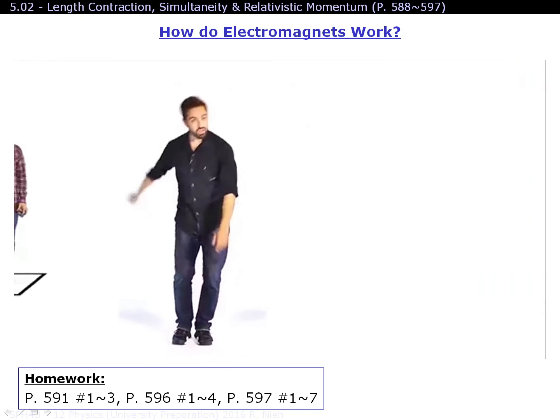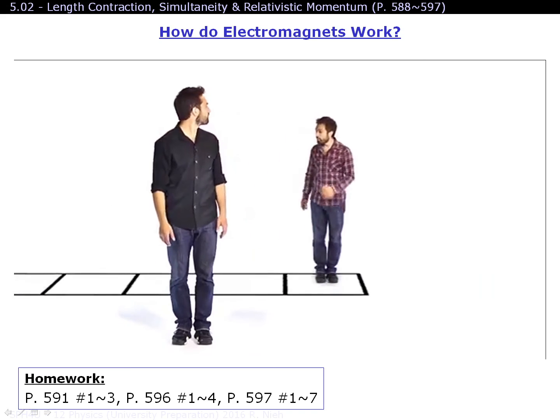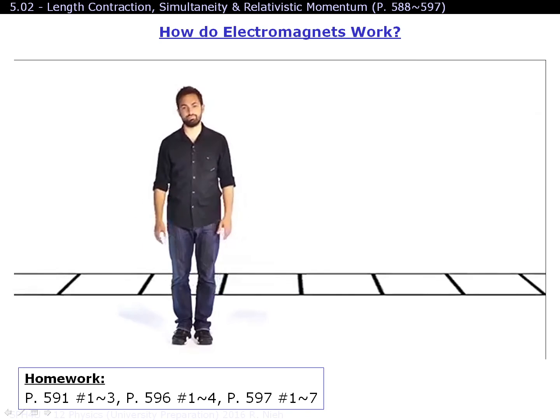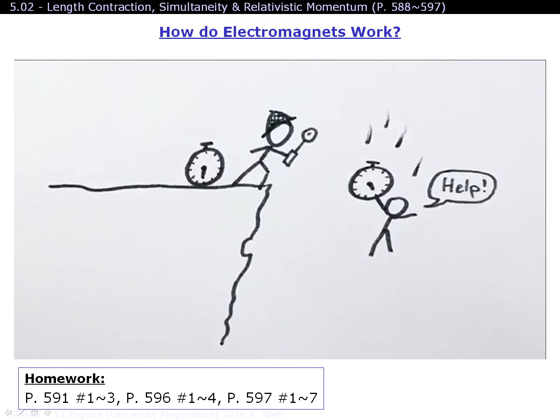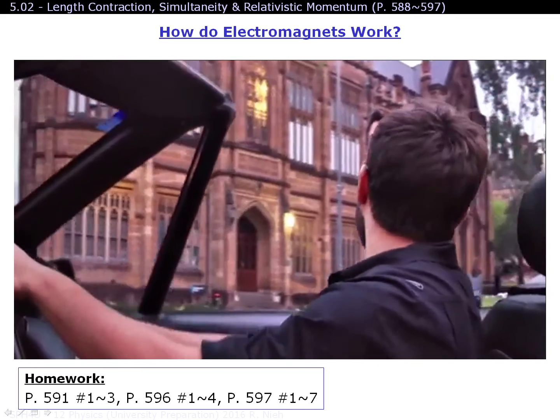Hey Derek, when did you last shave? 6 hours ago. Actually, it was 5 hours, 59 minutes, and 59.99999999999 seconds. And moving objects are also contracted in their direction of motion. You're looking slim, only in your frame of reference.